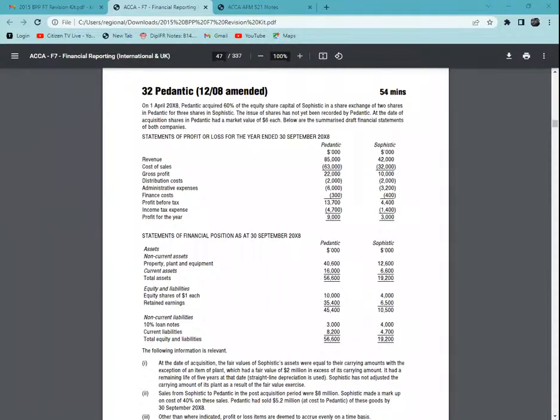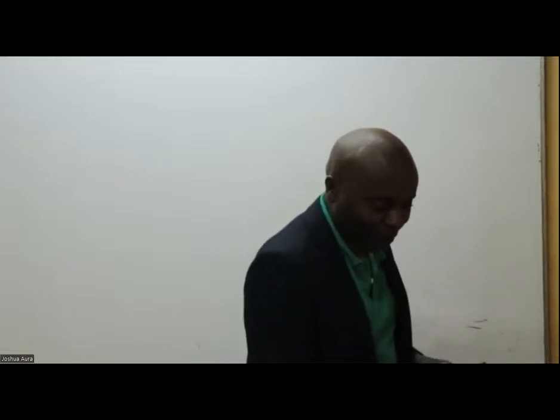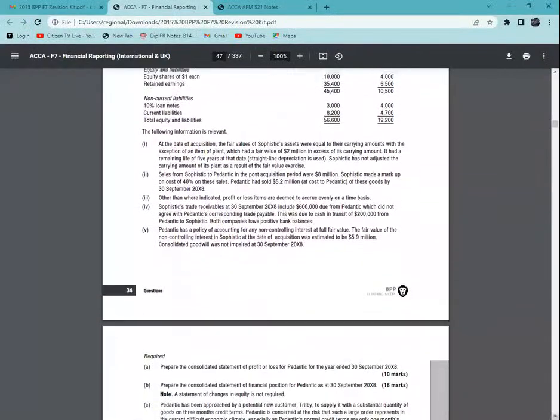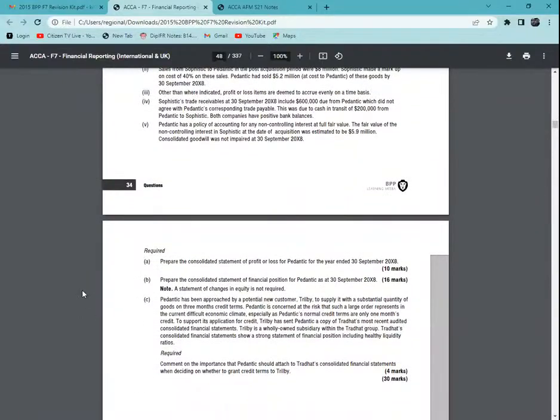And consolidation is an easy thing. To consolidate, ladies and gentlemen, is the easiest branch of financial reporting that we have. It's all about adding like terms, line by line, of the subsidiary and parent company. Very easy thing. So what do they want us to do here? They want us in part B to prepare the consolidated statement of financial position for Pedantic as at this date, the consolidated or group statement of financial position.